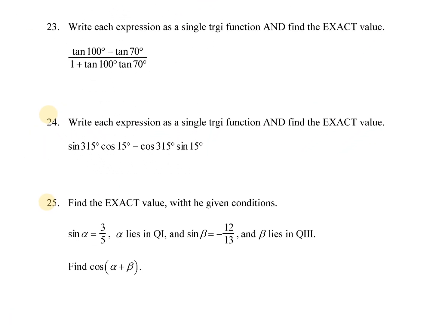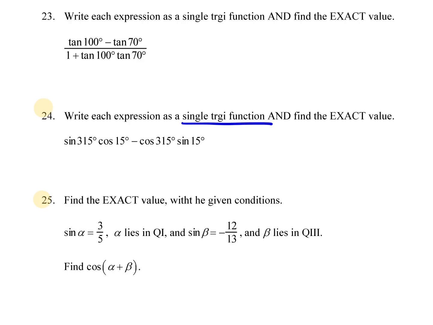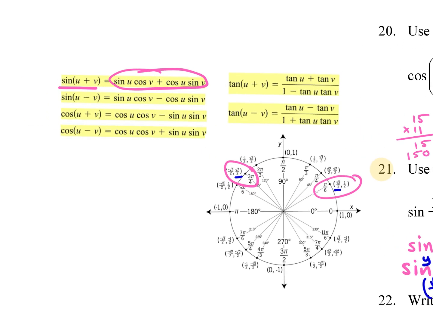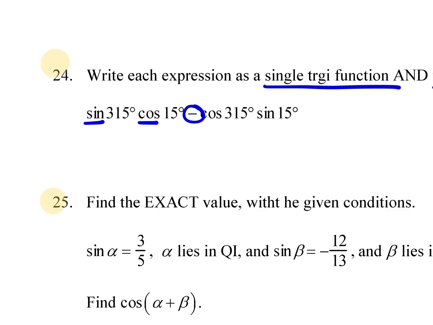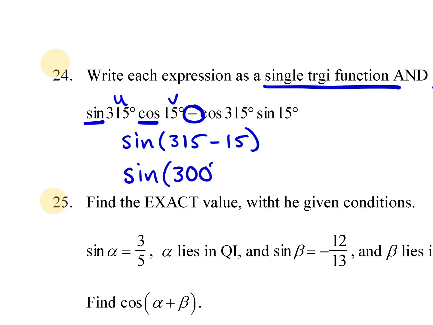So 24 has two parts. We want to write each expression as a single trig function and find the exact value. So we're still using our sum and difference formulas. We want to see which sum and difference formula goes sine, cosine, then minus. So out of our formulas here, which one goes sine, cosine, then minus? The second one, sine, cosine, minus. So we have sine of u minus v. So the first number is going to be our u. The second one is our v. So sine of 315 minus 15. So this would be sine of 300 degrees.